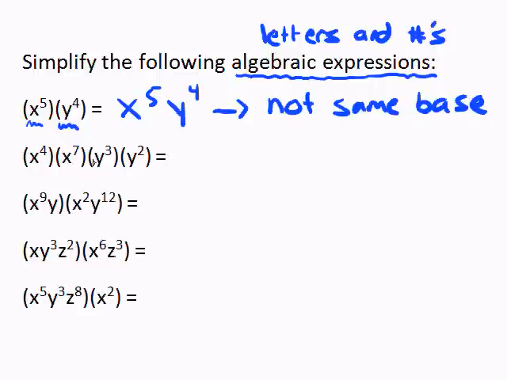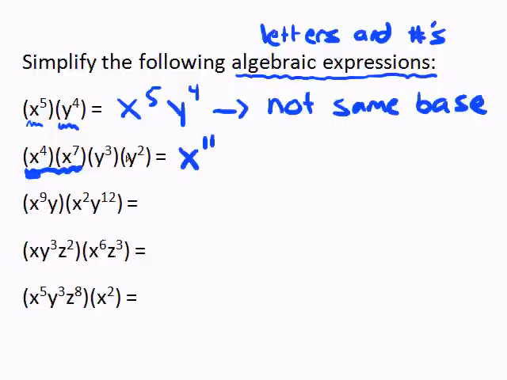Let's take a look at the next example. x to the 4th, x to the 7th, y to the 3rd, y to the 2nd. Go ahead and simplify that. You might be having a little bit of difficulty. Let's take a look at it one pair at a time. What would x to the fourth times x to the seventh be? Well, it would be x to the 4 plus 7, or x to the 11.